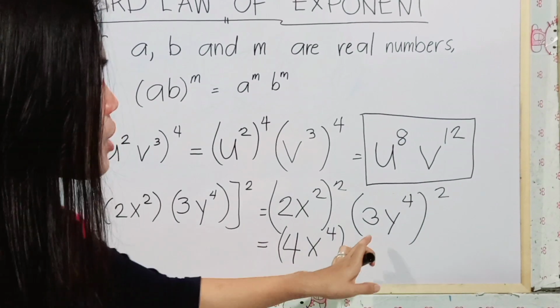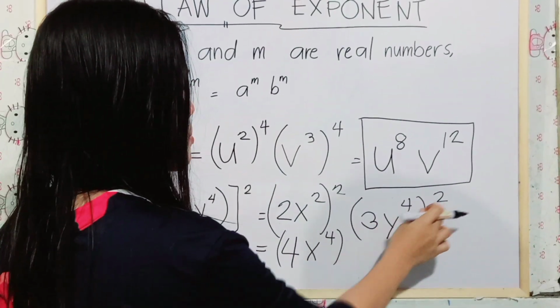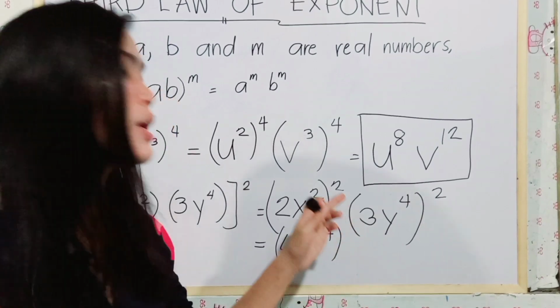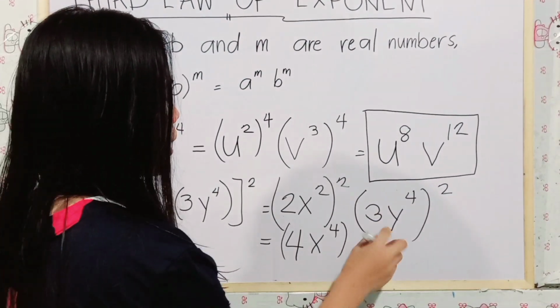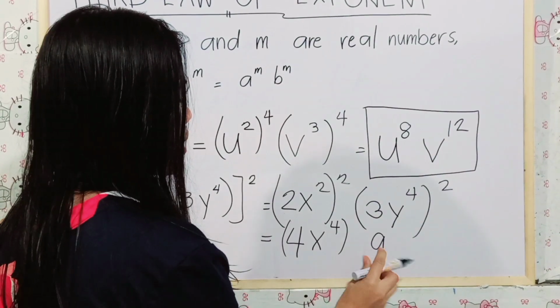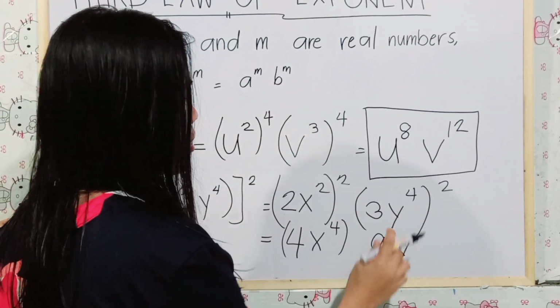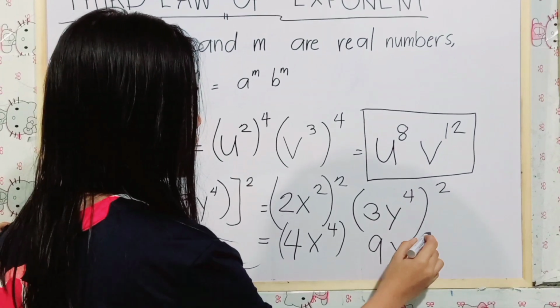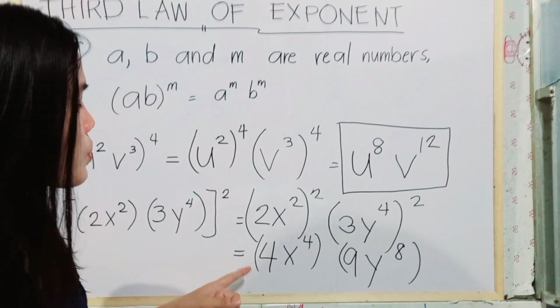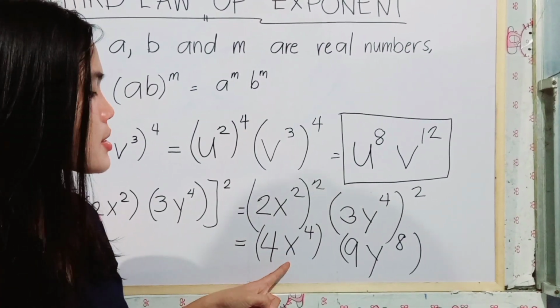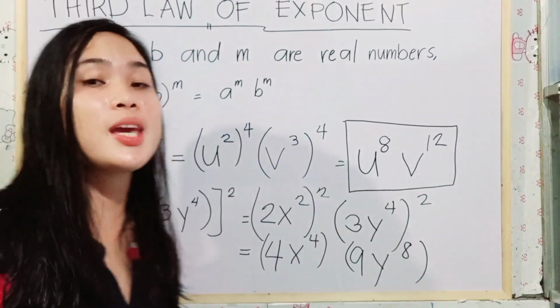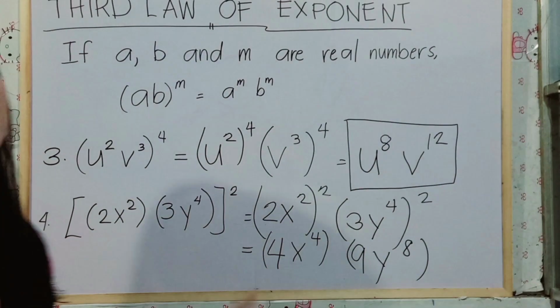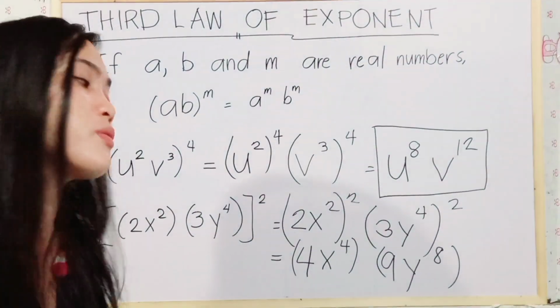And then we have here 3. Simplify 3 squared, which means 3 times 3, the answer is 9. And then y: multiply 4 times 2, the answer is 8. We have here 4x raised to the power of 4 and 9y raised to the power of 8. So it's not yet simplified, and we will still continue solving.